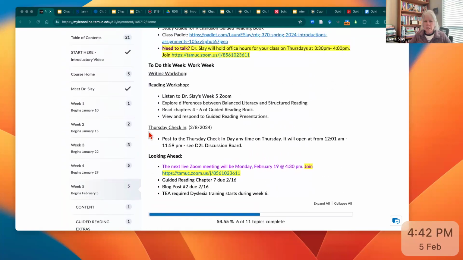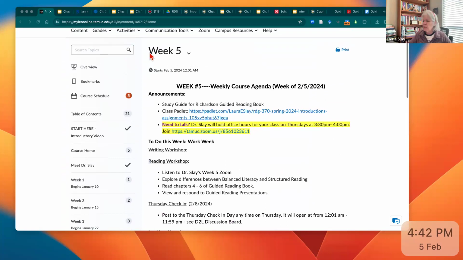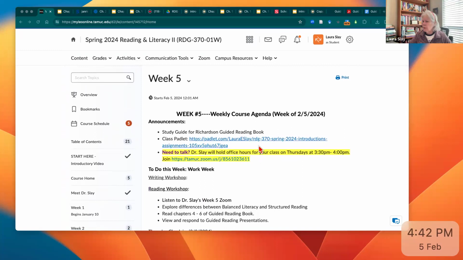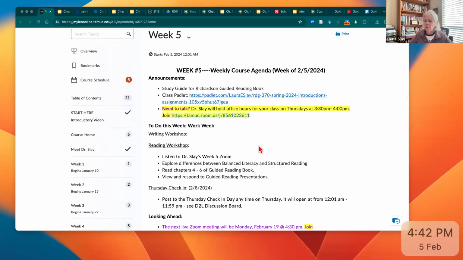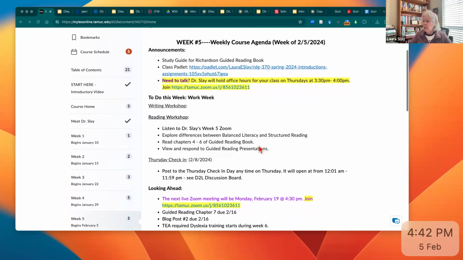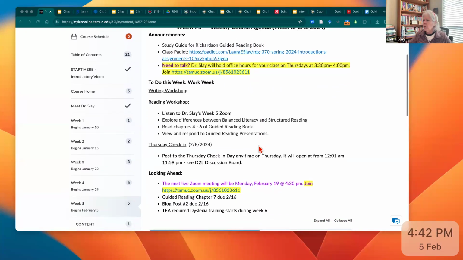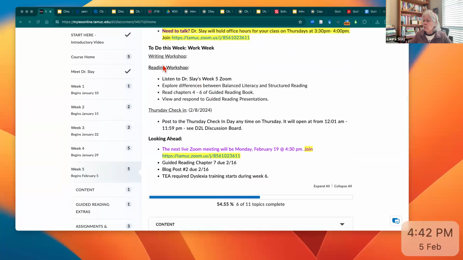You should be seeing the screen. Let me just make sure. I'm going to drop this down. I want to make sure you're seeing the screen that says week 5. I'm in a student view, so hopefully everything's going to work. This is my way of checking to make sure that I haven't made any mistakes. So here we are. You are going to mainly focus on reading workshop this week. Notice I don't have anything under the writing workshop.